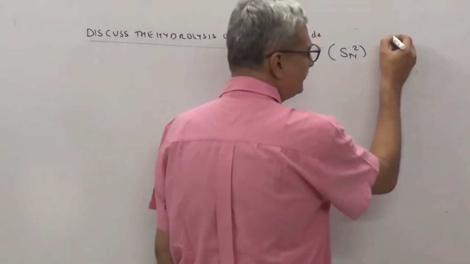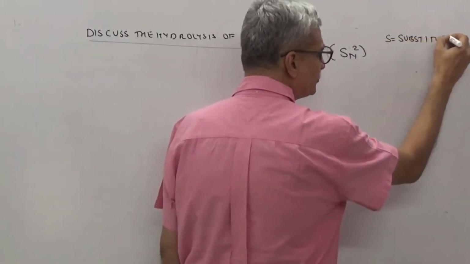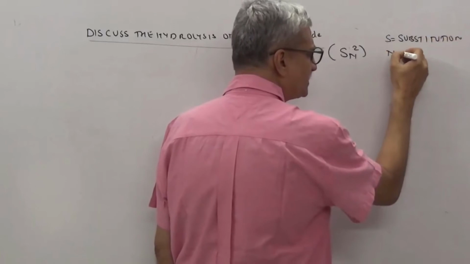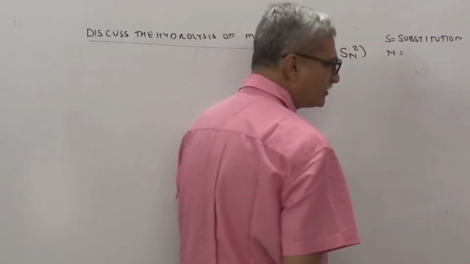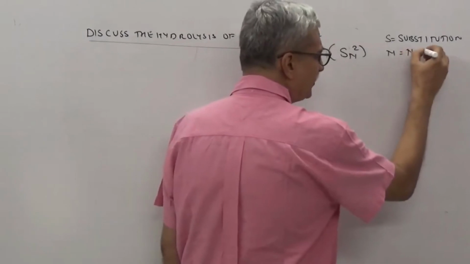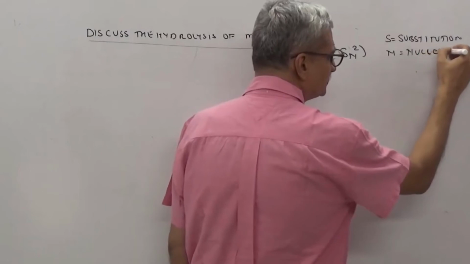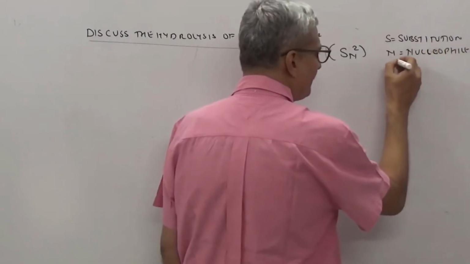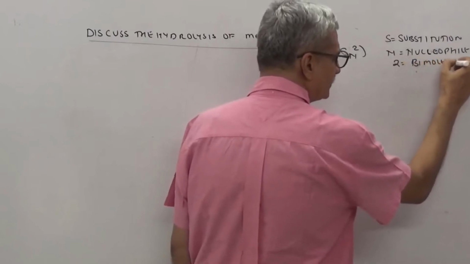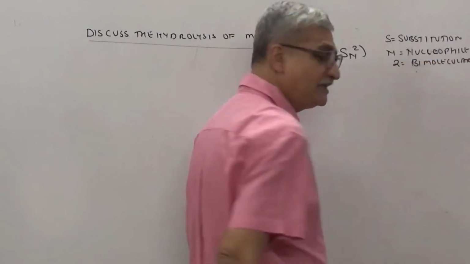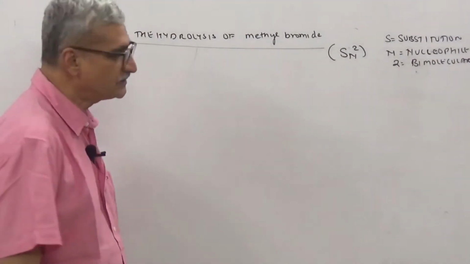What does S stand for? Write that down. S stands for substitution. N stands for, half a mark is deducted for this, they cut half a mark unnecessarily, N stands for nucleophile, and 2 stands for bimolecular. That means the rate of reaction is dependent on 2 reactants.